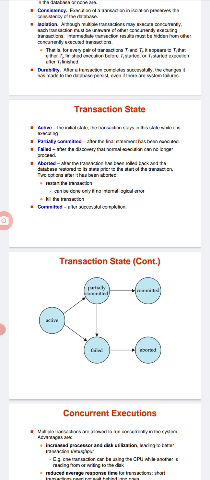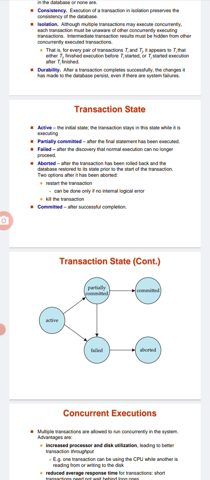As we discussed: active state, partially committed state, failed state, aborted and committed. In the active state, we know it is the initial state; the transaction stays in this state while it is executing. After starting the execution we get the active state, then it goes towards partially committed. After the final statement has been executed, we get partially committed. And failed we get after the discovery that normal execution can no longer proceed. If the process is stopped, we get the failure.